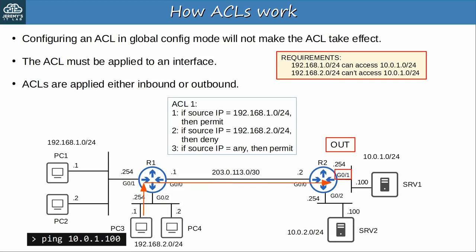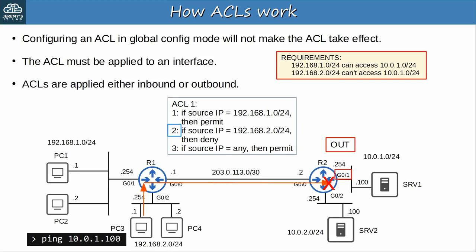If PC3 tries to ping server 1, R2 will check the ACL before forwarding the packet out of its G01 interface. The first entry says if source IP equals 192.168.1.0/24, then permit. But the source isn't in that subnet. So R2 checks the next entry. If source IP is in 192.168.2.0/24, then deny. The source is in that subnet, so the packet will be denied and R2 will not forward it. So that satisfies the second requirement. Hosts in 192.168.2.0/24 can't access 10.0.1.0/24.